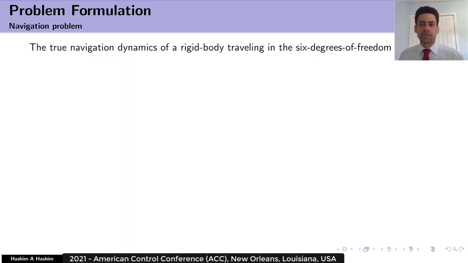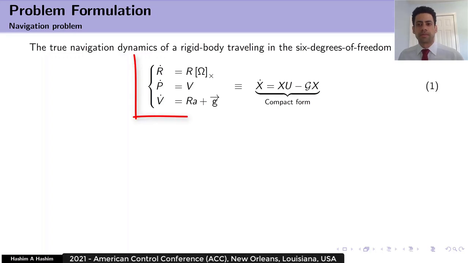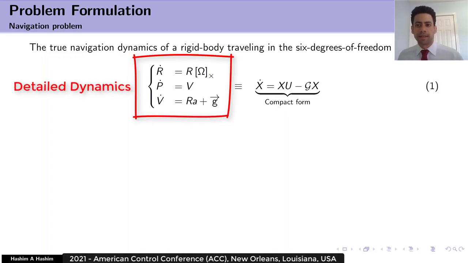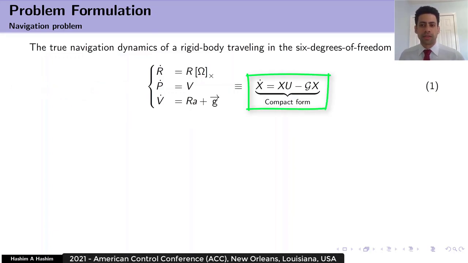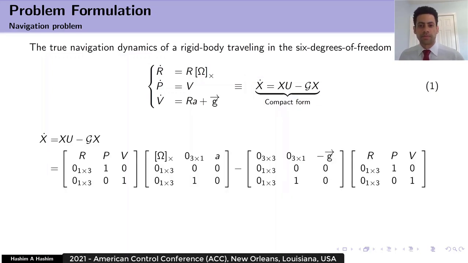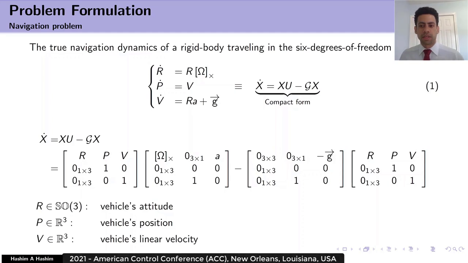The true navigation dynamics of a rigid body traveling with 6 degrees of freedom can be represented by the following equation, where the left portion denotes the detailed dynamics of the navigation problem, while the right portion is the compact form of the navigation problem, represented in matrix form. So here is the compact form, where R again denotes the vehicle's attitude or orientation, P denotes the vehicle's position, and V denotes the vehicle's linear velocity, A denotes the acceleration vector, and G denotes the gravity vector.